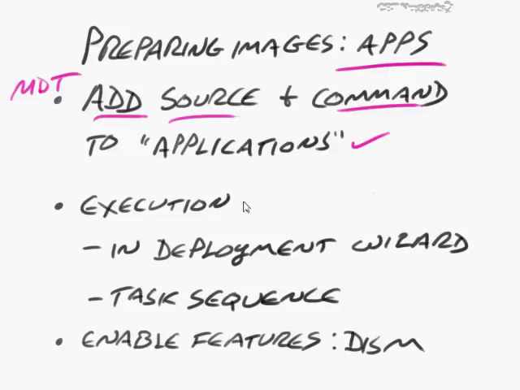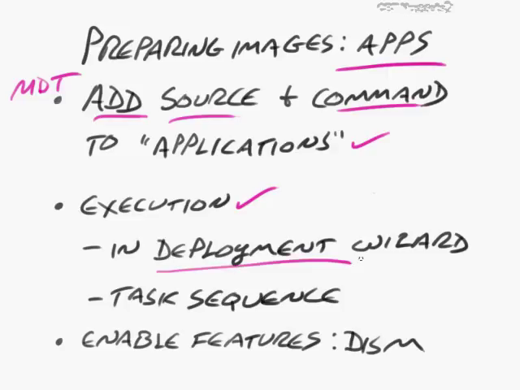So once you add this in, how do you actually execute it? In other words, how do you actually have the application install itself? This is going to happen after the image has been applied to a destination hard drive, and then after it boots up, one of the first things you'll see it do is actually install the applications, at least in the method that we're using here.